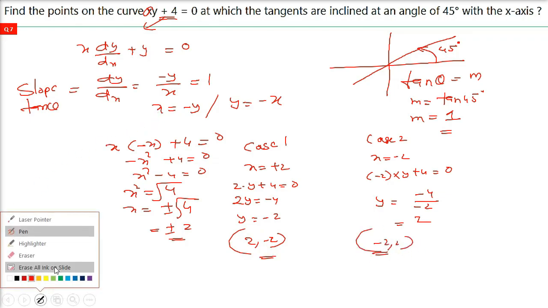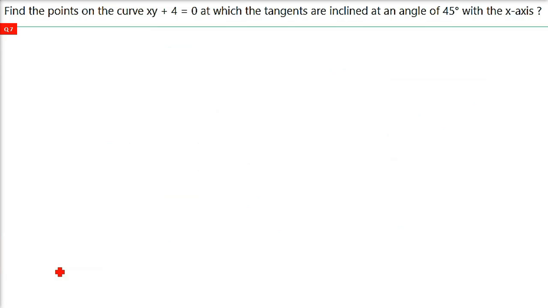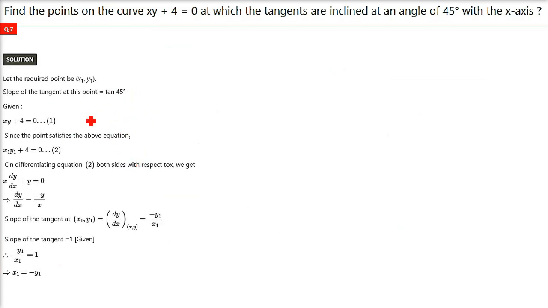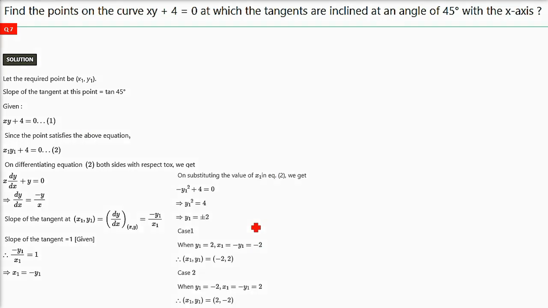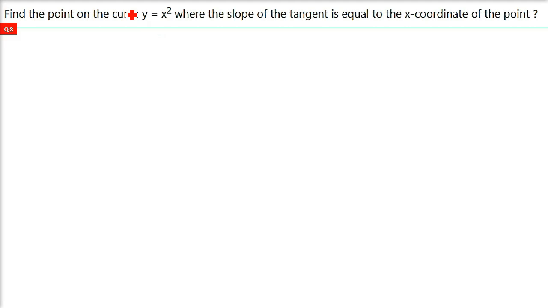Let me show you the way you are supposed to write and solve it, the way expected from the examiner. Until you do like this, you'll get nothing. So this question is y equals x square. The slope of the tangent is equal to the x coordinate of the point. So dy by dx is x only. You need your fundamentals to be very clear in order to understand that y equals x square is the curve. Just find out dy by dx. It will be 2x.